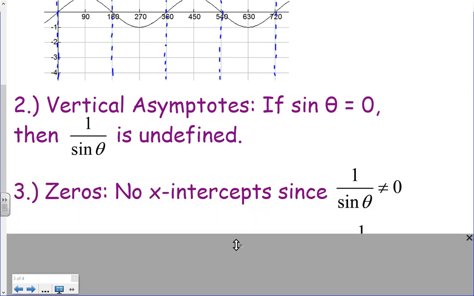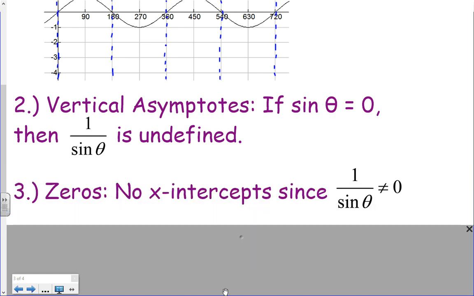All right, the next thing we're going to consider are the zeros of this function. And the zeros of this function would be where our reciprocal of sine would be equal to 0. Now in this case, it turns out there are none, but in some cases there might be, when we look at their graphs, we might have some x-intercepts. But if you take 1 over sine of theta and try to find out where that's equal to 0, you're going to find there's no solution to that.